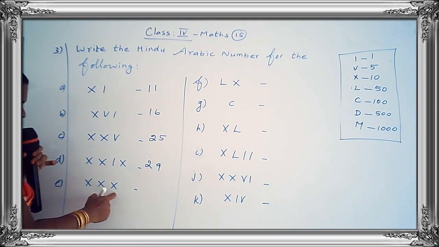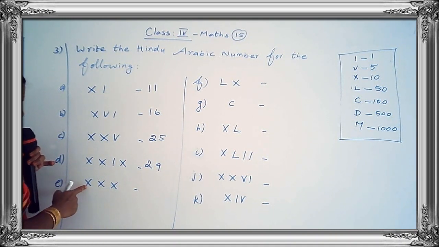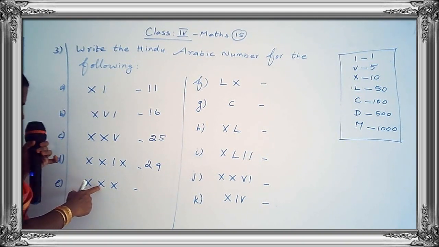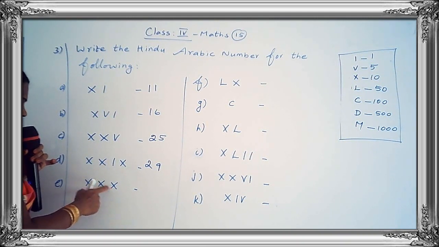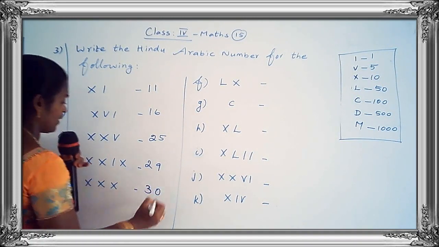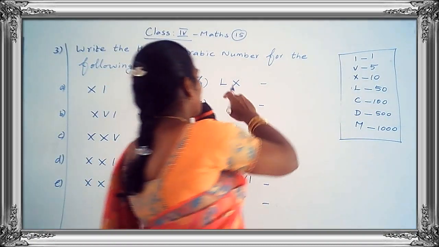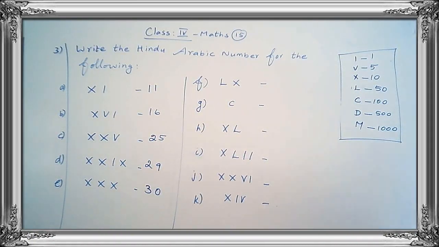Yes. Now you come to E, XXX. X is 3 times. Each X stands for 10, so that's why 10 plus 10 plus 10 is equal to 30. So XXX stands for 30. Okay, yes children. Now you come to F, LX. Here L stands for 50, X stands for 10.